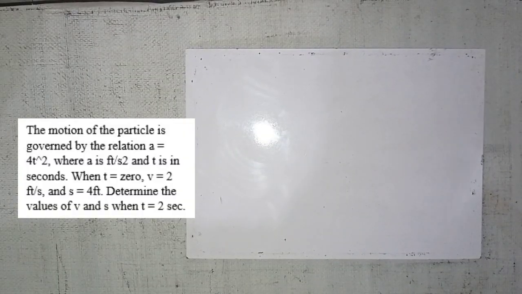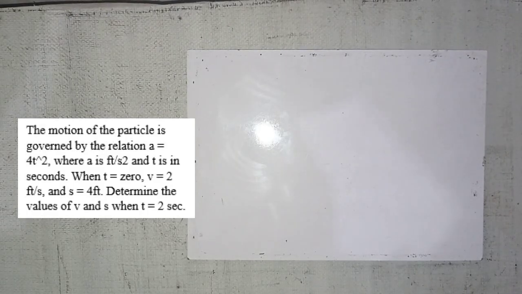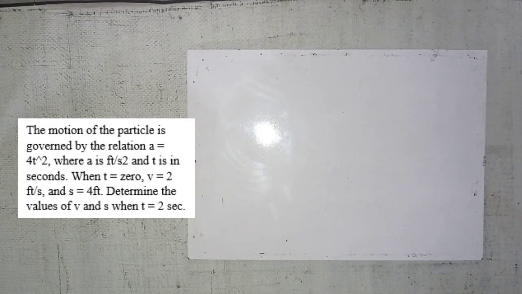So for the next problem, the motion of the particle is governed by the relation a is equal to 4t squared, where a is in feet per second squared and t is in seconds. When t is equal to 0, v is equal to 2 feet per second and s is equal to 4 feet. Determine the values of velocity v and distance s when t is equal to the given time.